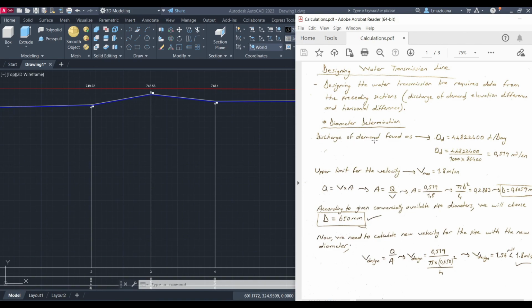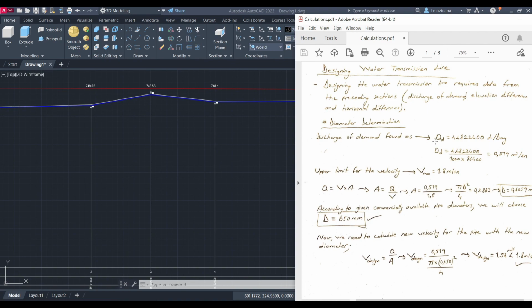So discharge of the demand is found as this value in liters per day, and if we translate it to cubic meter per second, we found that the discharge of demand is 0.519 cubic meter per second. So the upper limit for the velocity is given as 1.8 meter per second.